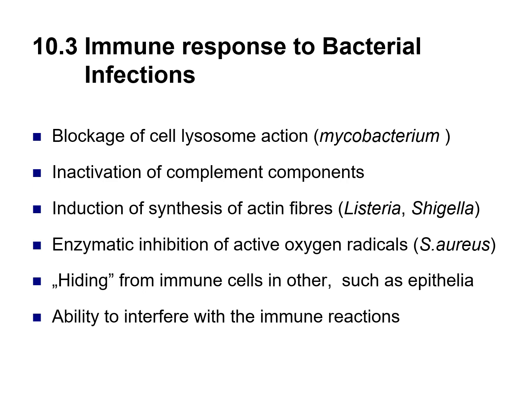They can induce the synthesis of actin fibers like Listeria and Shigella, enzymatic inhibition of active oxygen radicals like Staphylococcus aureus, and they can also hide from immune cells like in the epithelia. They have the ability to interfere with certain immune reactions. So that would be the mechanisms by which bacteria can escape the immune response.